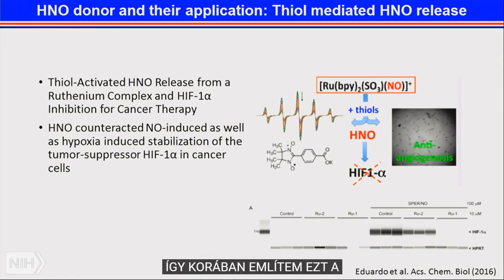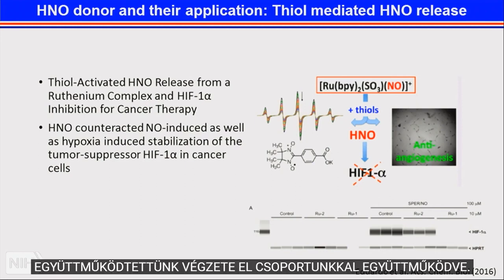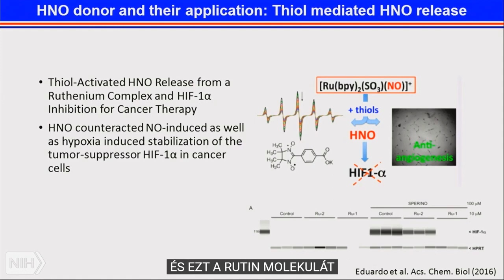So I mentioned this ruthenium complex earlier. This study was done by one of our collaborators in collaboration with our group. And this ruthenium molecule is activated by thiols to release HNO. And Lisa in our lab looked at the anti-angiogenic effect of this molecule, and she also looked at inhibition of NO. So NO increases HIF stabilization, and when this molecule was added, it leads to inhibition of HIF1 alpha.